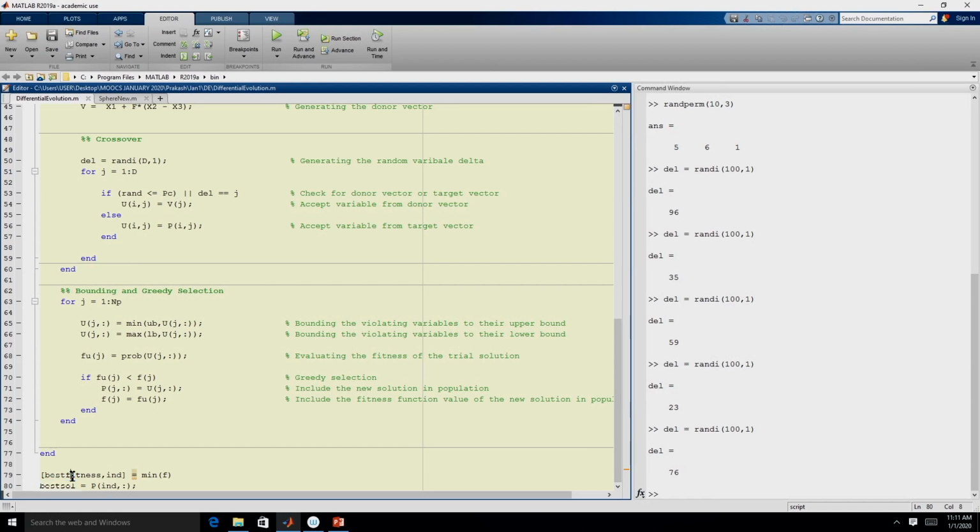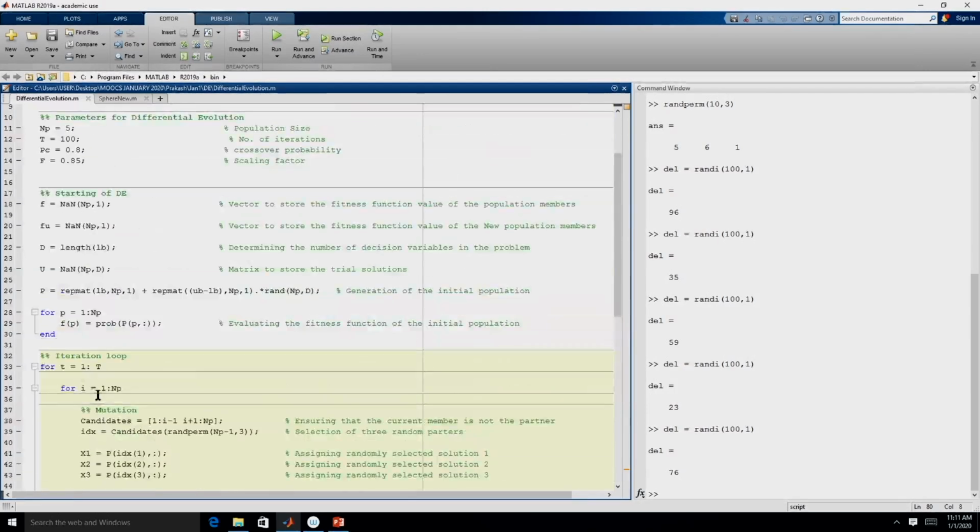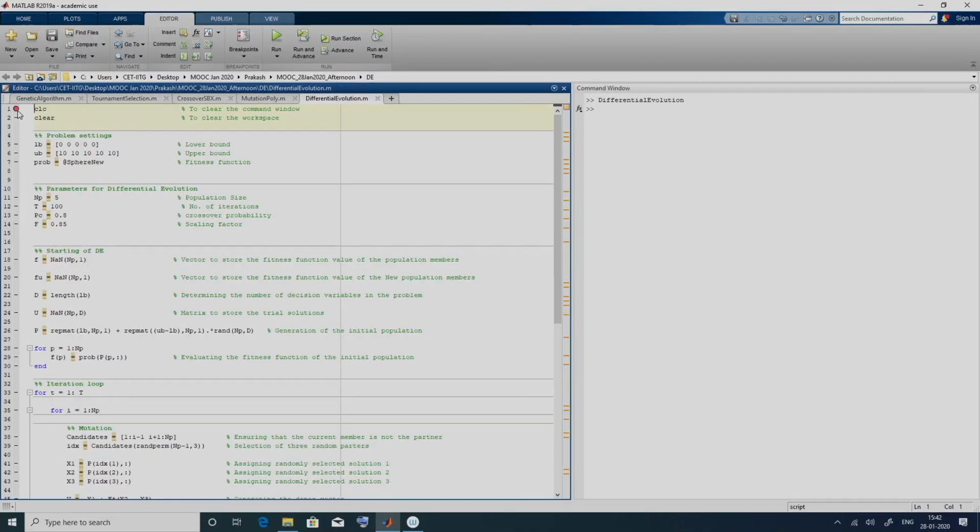So, that way we will be able to see what is the best fitness and what is the best solution at the end of t iterations, right. Let us now run this code in the debug mode, right. So, let me put a breakpoint over here, and if we execute this code, right.